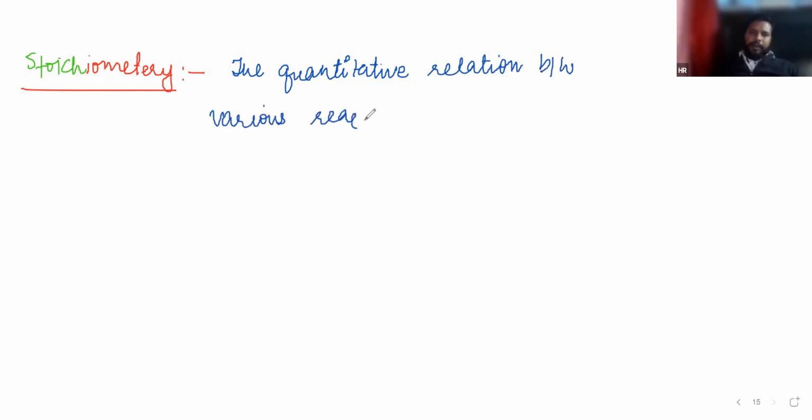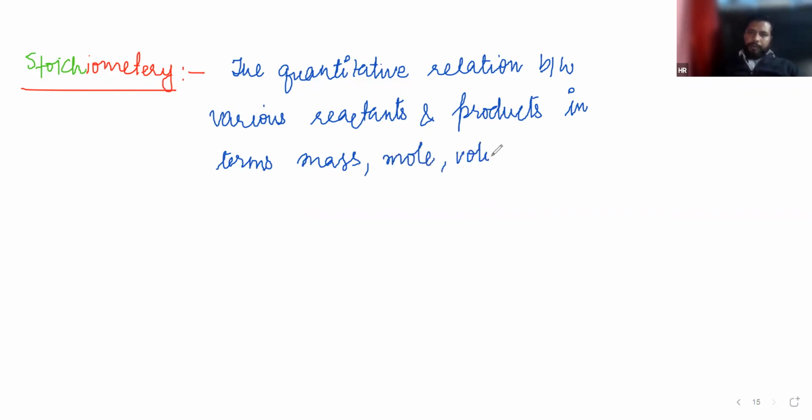We can write its definition as the quantitative relation between various reactants and products, in terms of, this is very important, in terms of mass, mole, volume, molecule, is called stoichiometry.